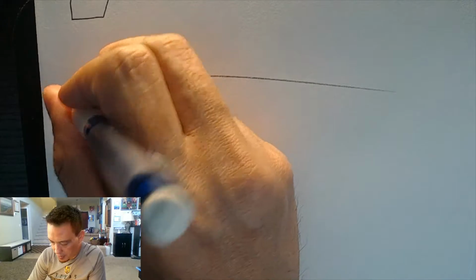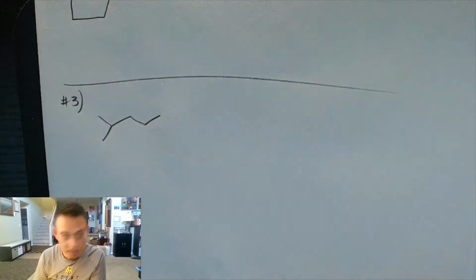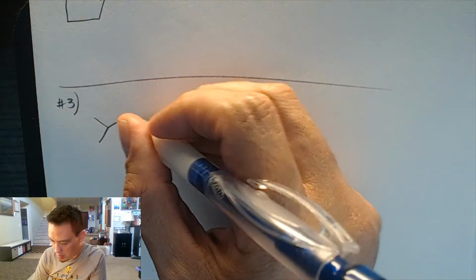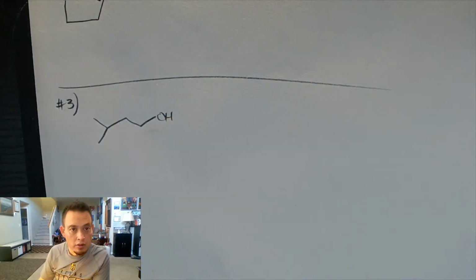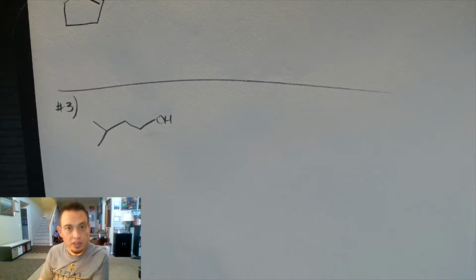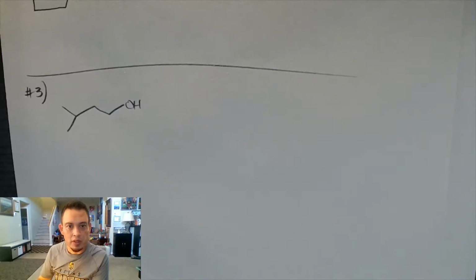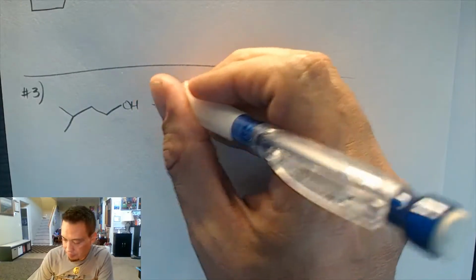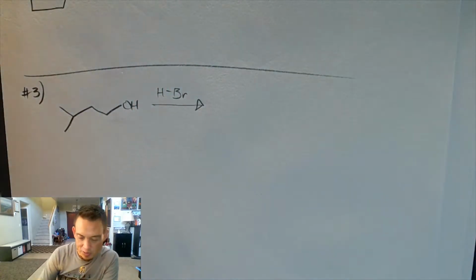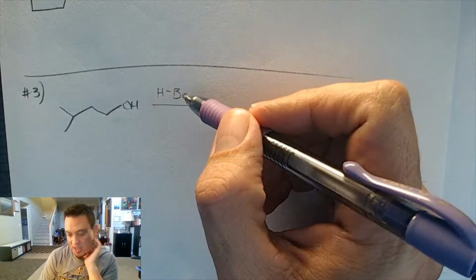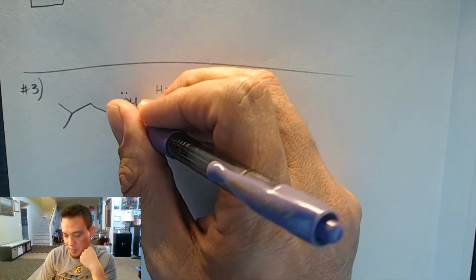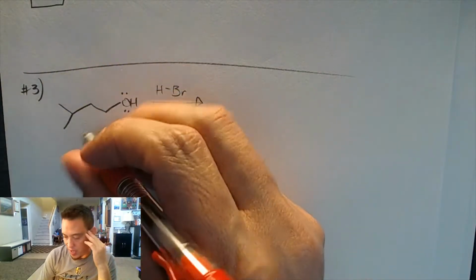So number 3. Let me double check my carbons. 1, 2, and then OH. Yeah, that's right. Okay, so you are reacting this with HBr. I think I showed you this in class, how we can basically trade out an OH for the Br. The mechanism will be either SN1 or SN2, depending on the substitution of the substrate. This is a primary substrate, so SN2.